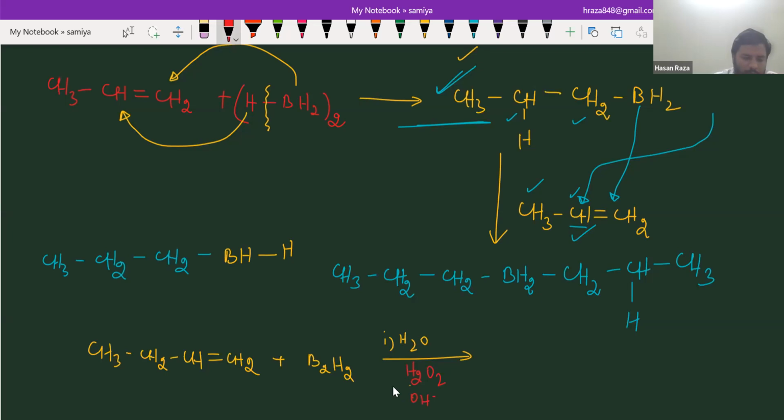So what you need to do is very easy. Just remove this and break the bond between CH2 and CH. It will be H here and CH2OH, a primary alcohol. Okay. Now I'm going to explain the mechanism stepwise.